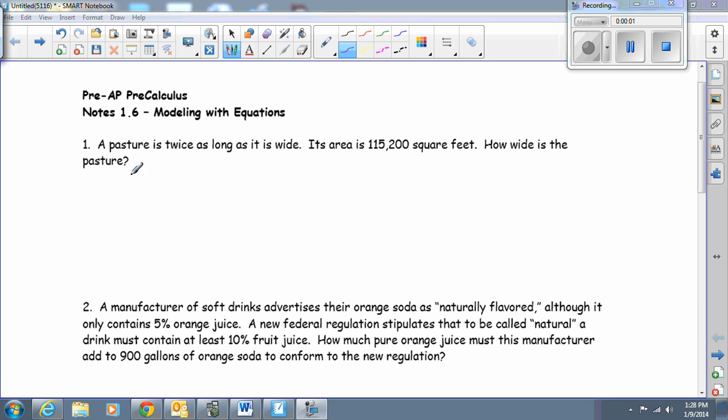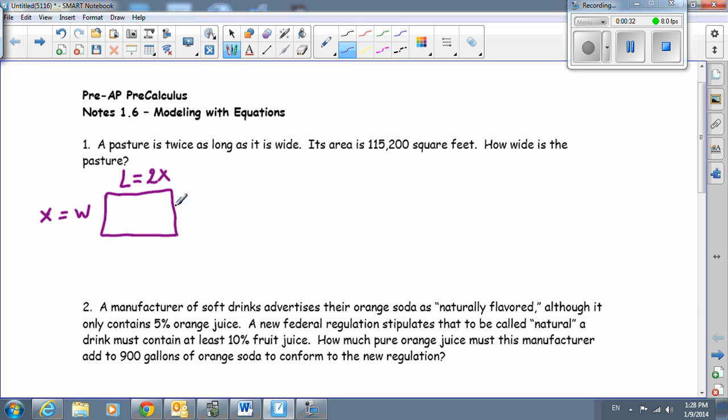Hey guys, here we have our 1.6 notes and it's all about modeling with equations. The first problem says a pasture is twice as long as its width. So if this is your pasture, let's call this one the width and let's call this one the length. Well, if the width is called x, the value of the length will be 2x. Now, its area is 115,200 square feet.